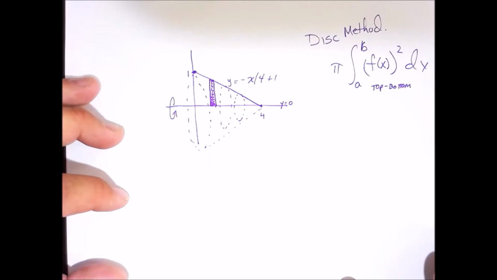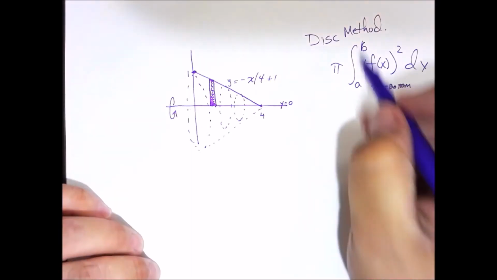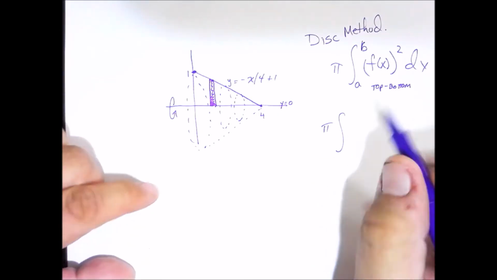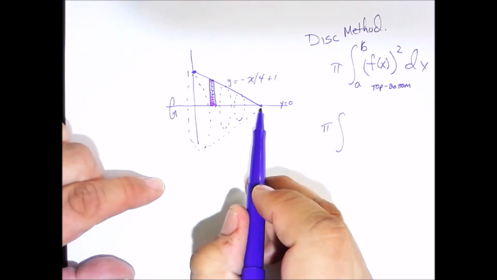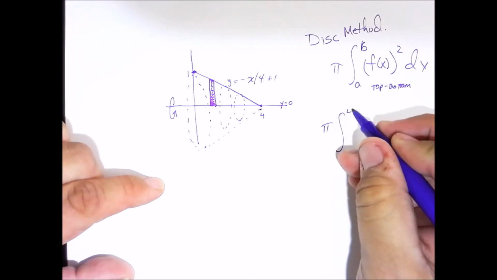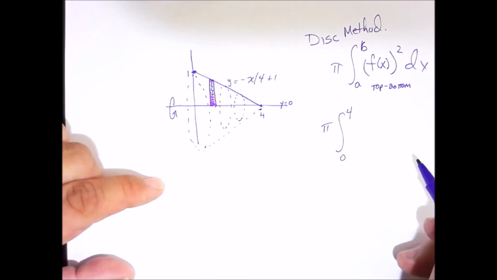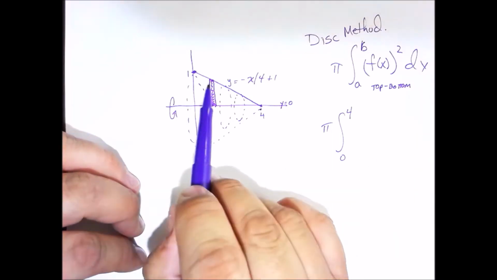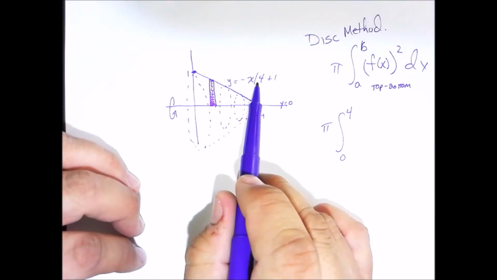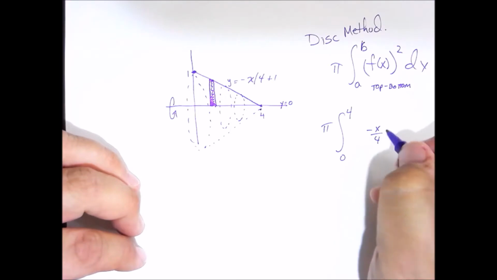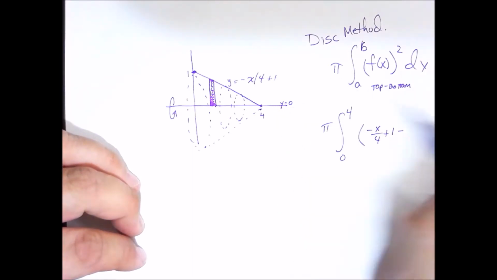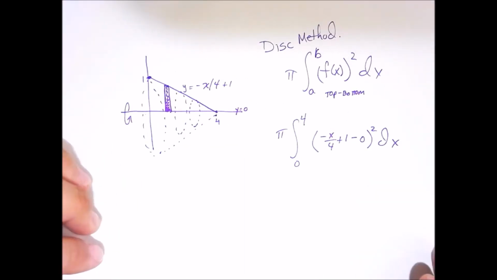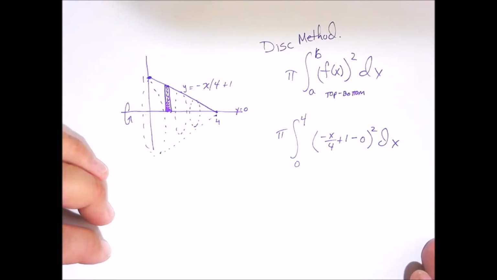Now, the first thing we need to understand is what our bounds are. In this case, we're going from what to what? 0 to 4. The 1 doesn't really come into play because it's a y value. Top minus bottom. Well, what's the top equation? Negative x over 4 plus 1, minus the bottom equation, which is 0, and then we square that. Alright, so let's clean this up a little bit.